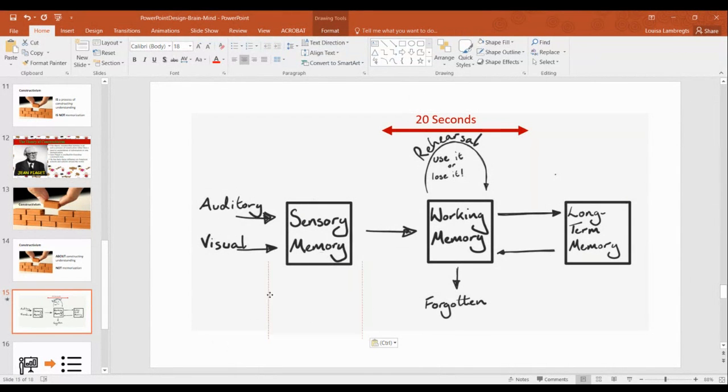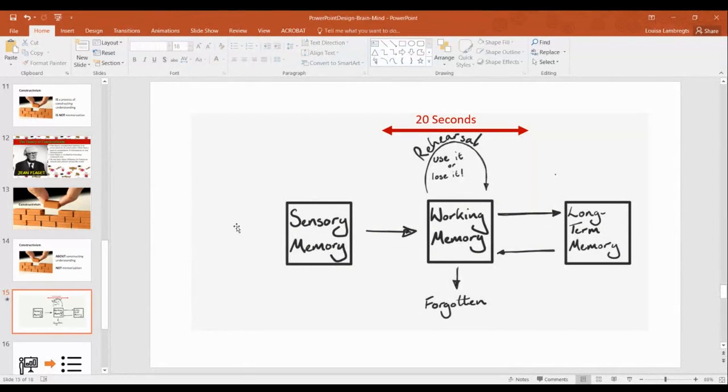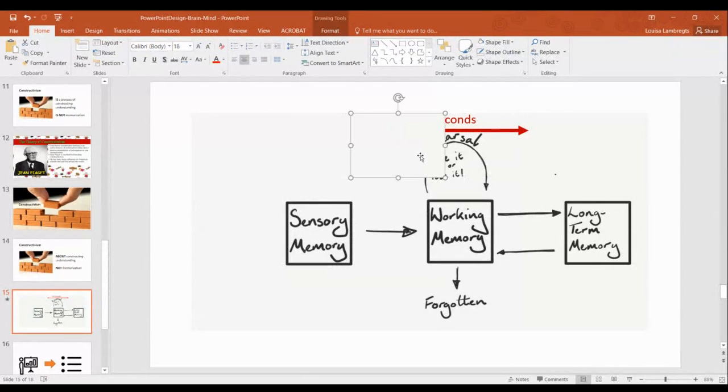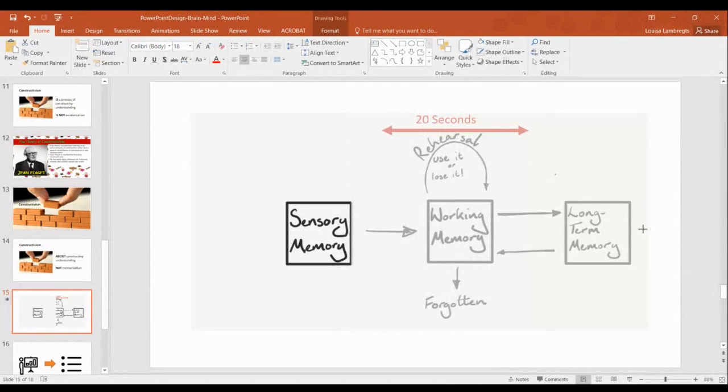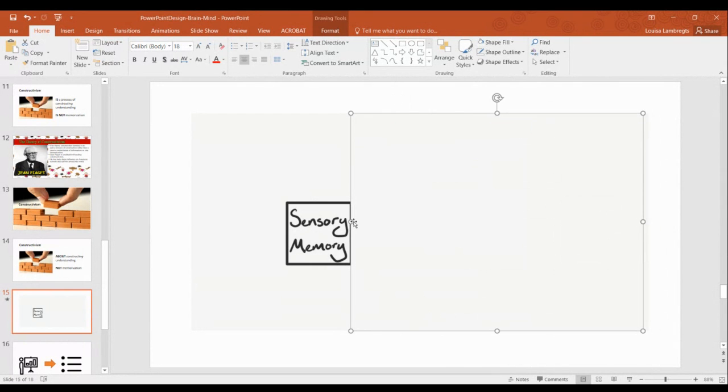I can end up copying and pasting these little boxes. And then right away, you're covering up a lot of that non-essential information. So you can make a process of that and even do it such that maybe I only want sensory memory to show up. So I can just make this box basically block out everything. And that's my first slide.